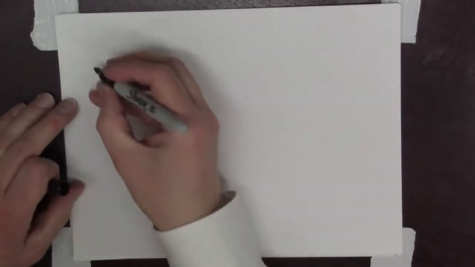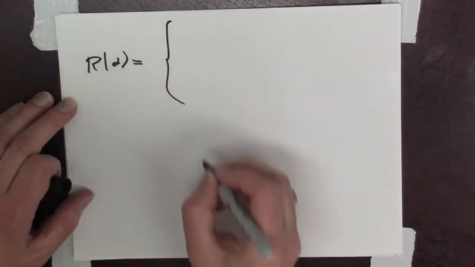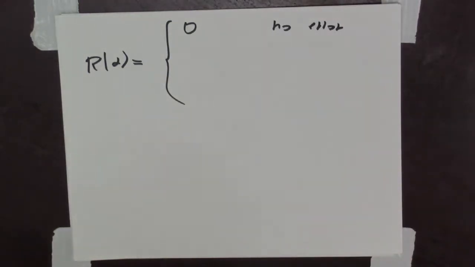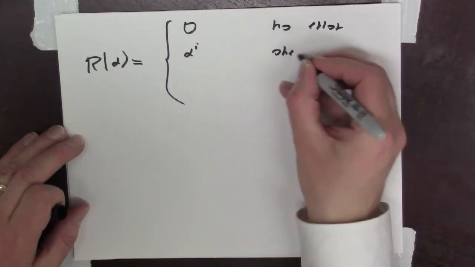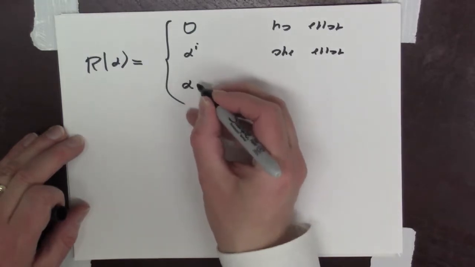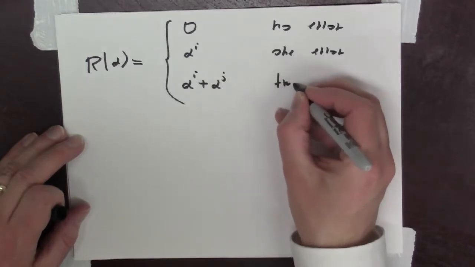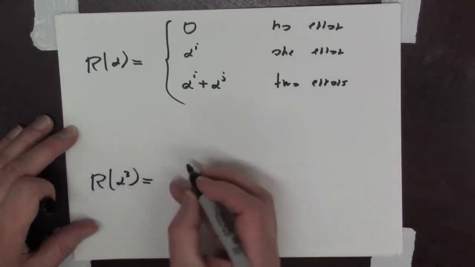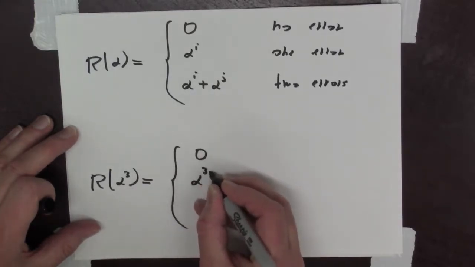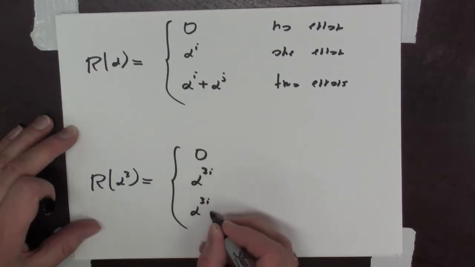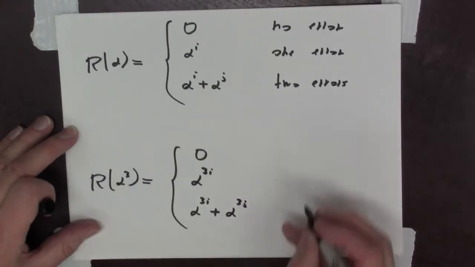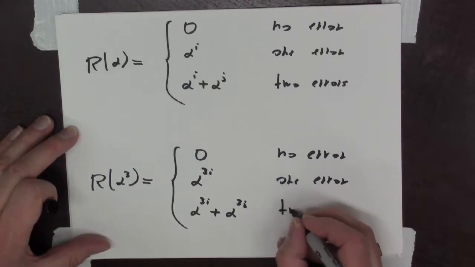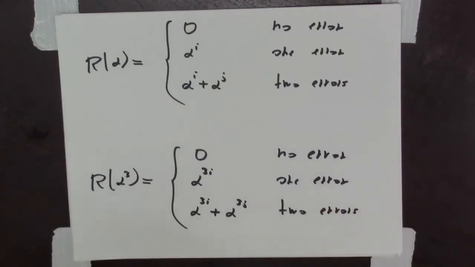So we have r of alpha in the 3 cases. Well, it can be 0, no error, because I'm really evaluating c of alpha here, and c of alpha is 0. I get alpha to the I in the 1 error case, and I get alpha to the I plus alpha to the j in the 2 error case. And similarly r of alpha cubed: 0, alpha to the 3I, and alpha to the 3I plus alpha to the 3j. So no error, one error, two errors. So this is the information we have.